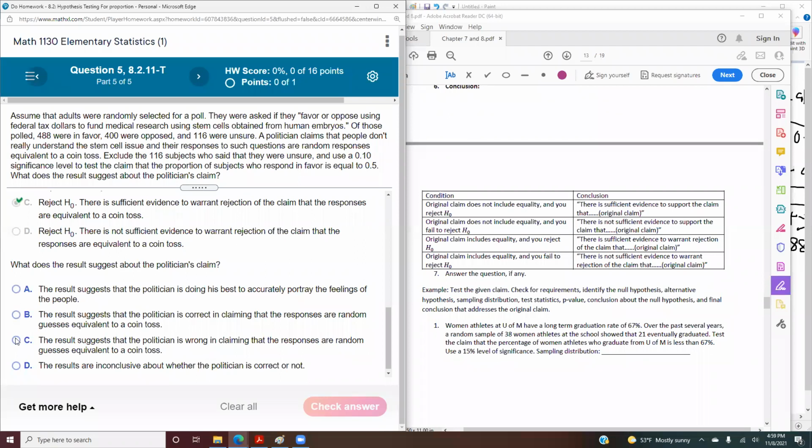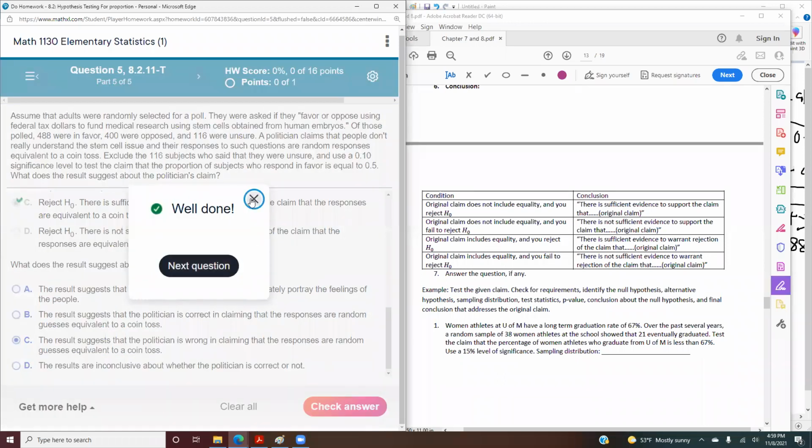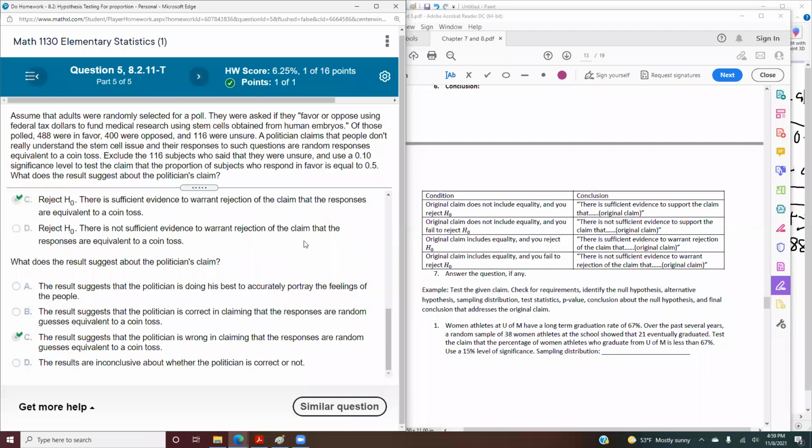It's C, isn't it? Yep, it's still wrong. Wrong means invalid because you're rejecting the claim. So in this case, your claim is wrong or invalid.